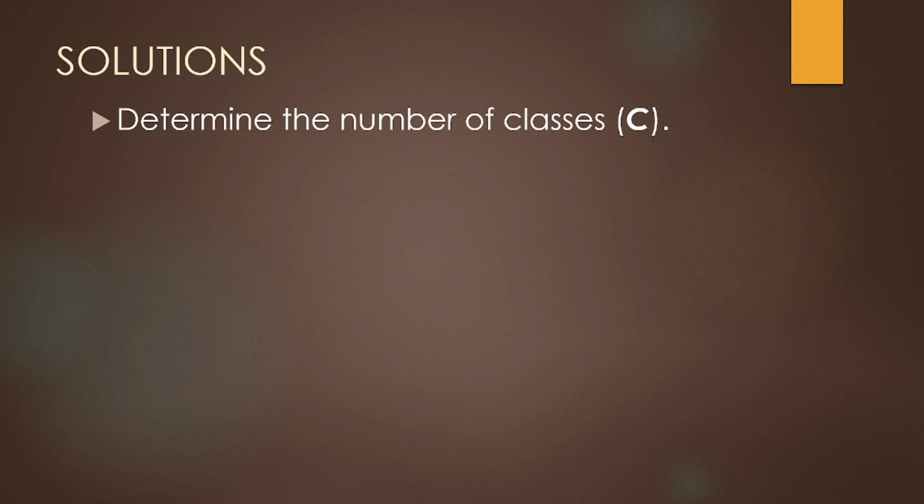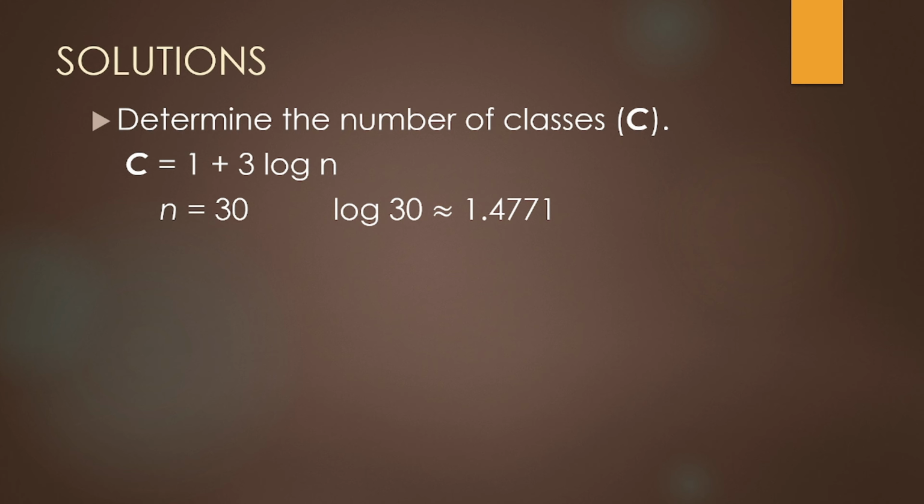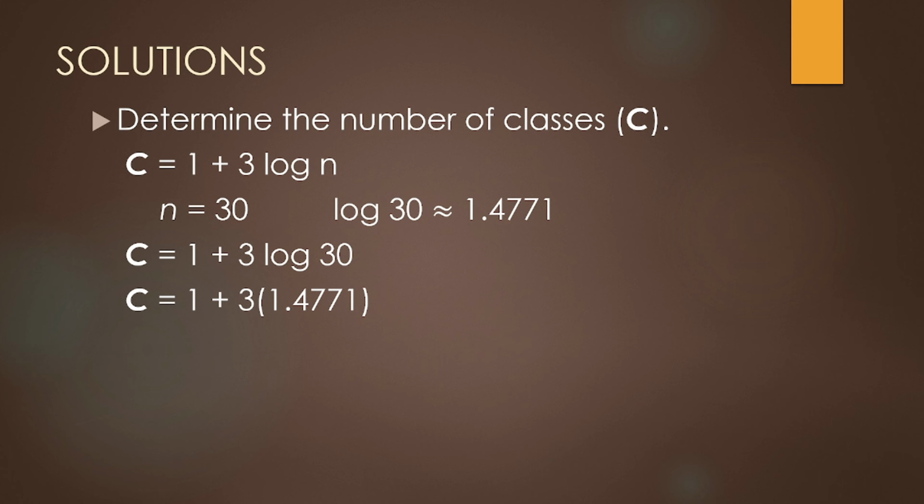Second step, determine the number of classes. C is equal to 1 plus 3 the logarithm of n. Remember that n is equal to 30 and the logarithm of 30 is approximately equal to 1.4771. We can use a scientific calculator to find the value of the logarithm of 30. To substitute, we have C is equal to 1 plus 3 times the logarithm of 30, which is approximately 1.4771. So let's multiply it by 3.